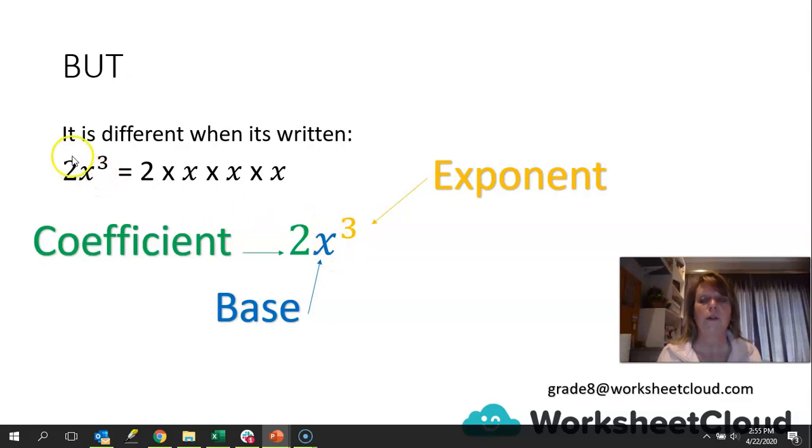So please be careful. If that was in a bracket, yes, the whole thing would be the base, and the exponent would be dealing with the whole thing. But here, the 2 is not in the bracket, so x is affected by the exponent and not the 2.